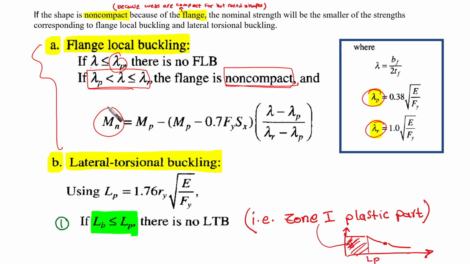Then the nominal flexure strength is going to be M plastic minus what we can see here: lambda P, lambda R, lambda P. Already we have explained it. F yield is 50 in our case. Sx, we need to get from the properties table.